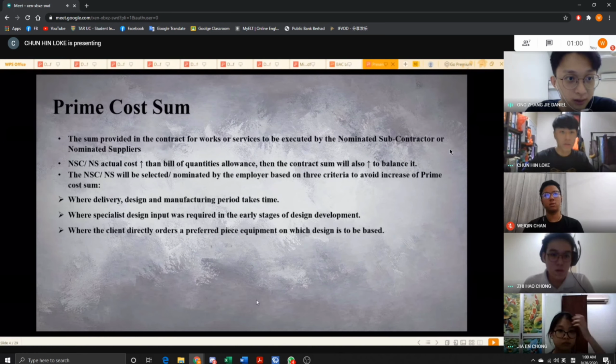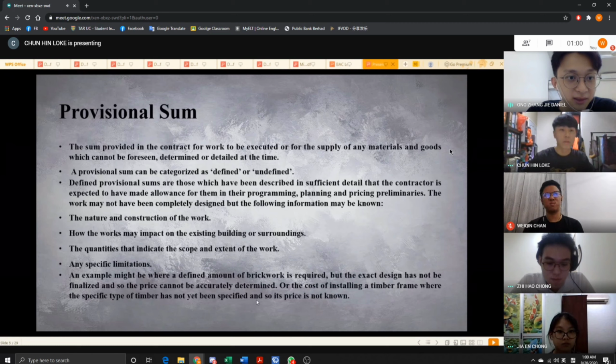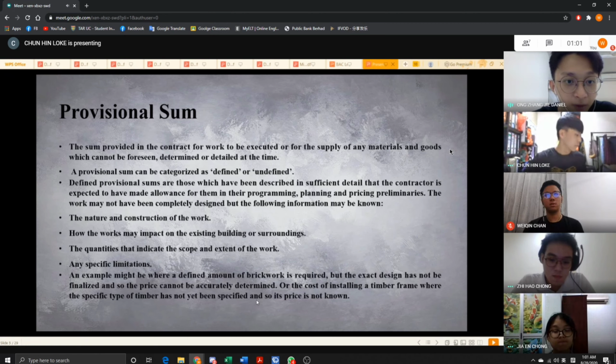For provisional sum, next. The sum provided in the contract for work to be executed or for the supply of any materials and goods which cannot be foreseen, determined, or detailed at the time. A provisional sum can be categorized as defined or undefined. Defined provisional sum are those which have been described in sufficient detail that the contractor is expected to have made allowance for them in their programming, planning, and pricing preliminaries.